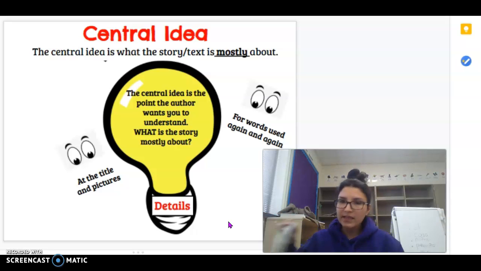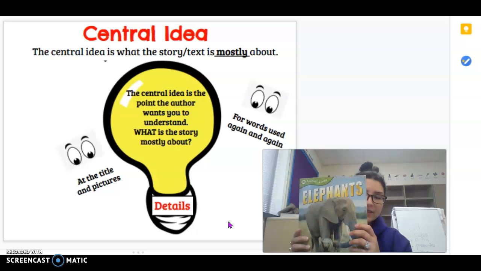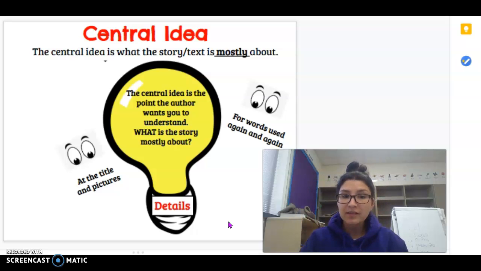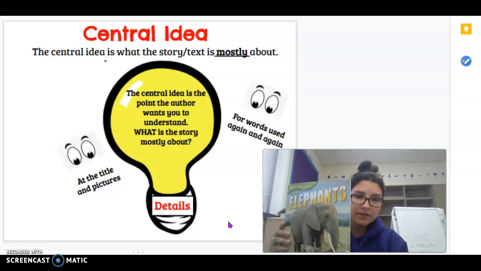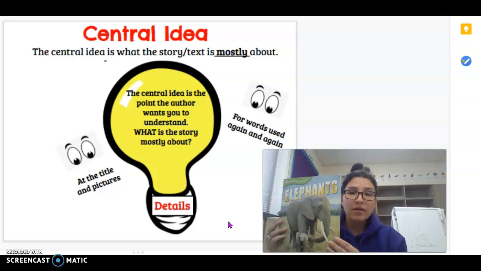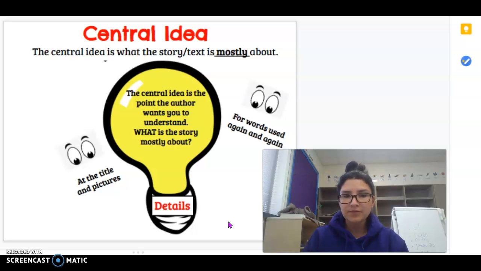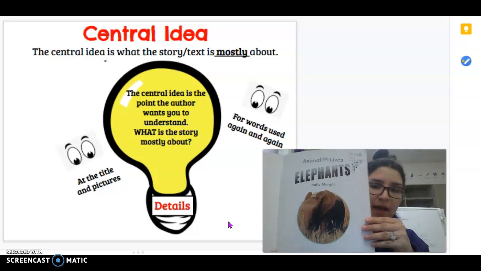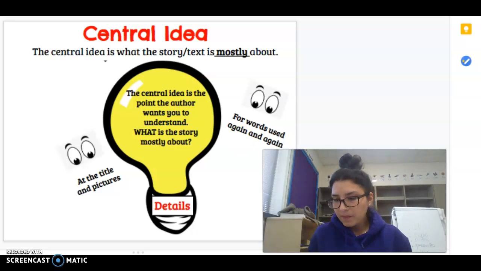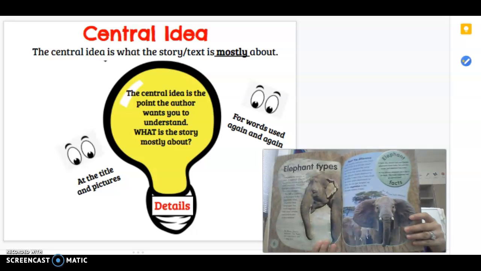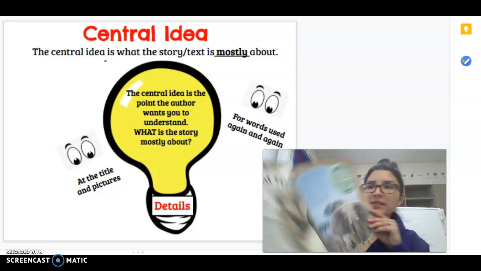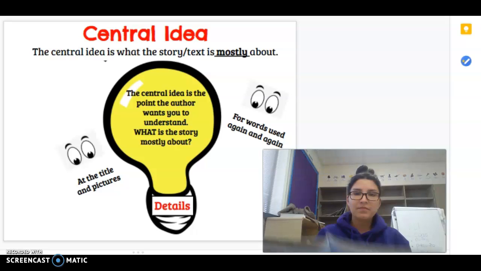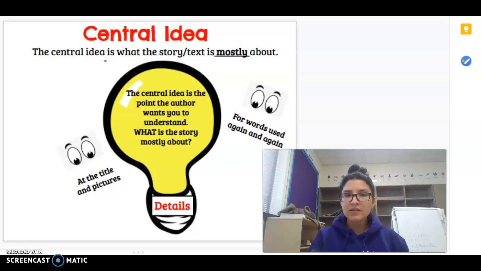So right here I have an example, elephants. So what I'm going to do is I'm going to look at the title, elephants. That's a good clue of what the story might be about. Let's go ahead and look at some pictures. Elephant. Just gonna look at a few pictures. What do you see? More elephants. More elephants. Okay, so far the title says elephants. Every time I'd flip a page, I would see another picture of an elephant.